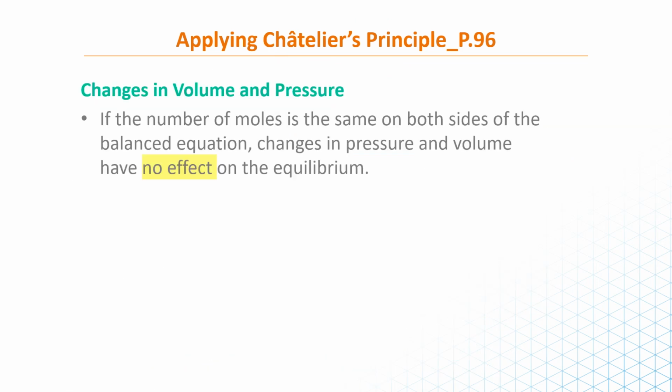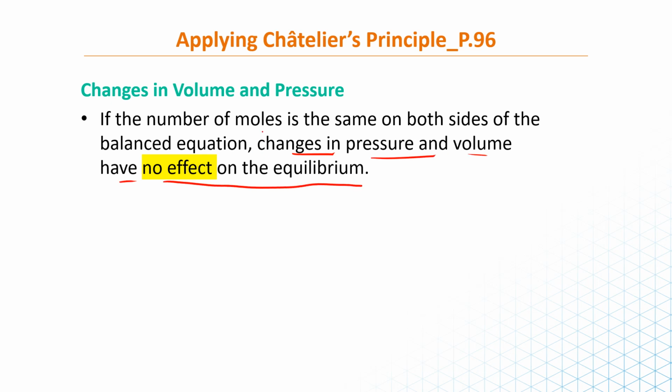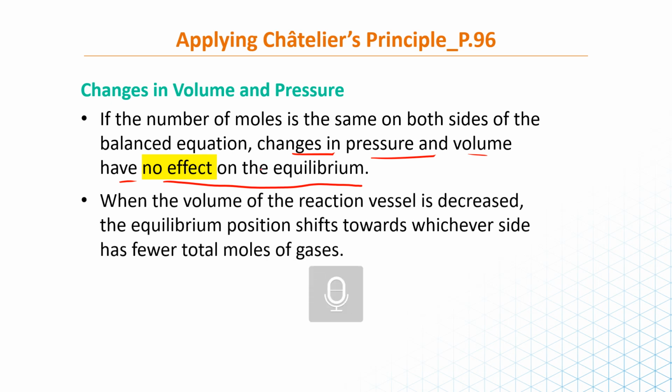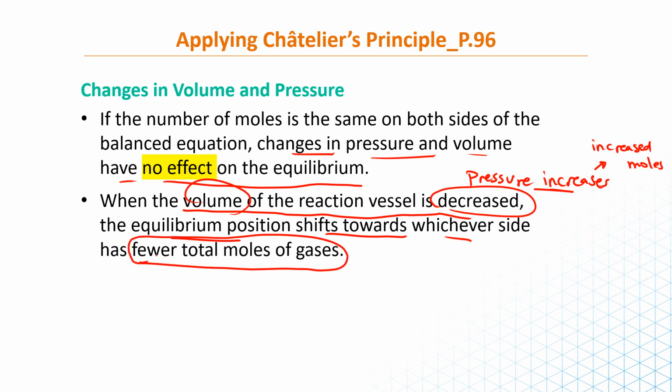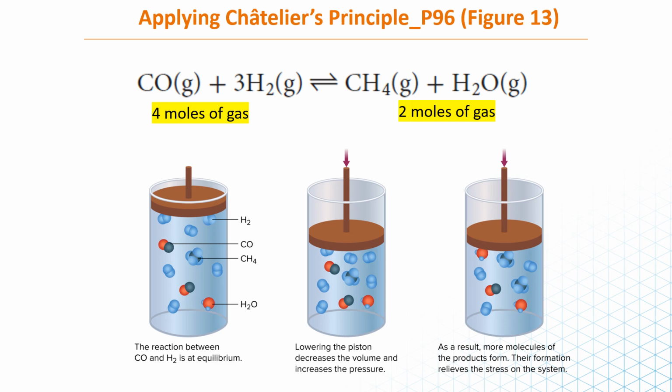Alright. If the number of moles is the same on both sides of the balanced equation, changes in pressure and volume have no effect on equilibrium. So that's what we talked about in the previous slide. When the volume of the reaction vessel is decreased, it's like the pressure increases, because there is an inverse relationship between volume and pressure. And when we say pressure increases, it's like we increased moles, right? That's why the equilibrium position will shift to the side that has fewer moles. Okay? So this is the figure that we saw. You can read the captions below the images.